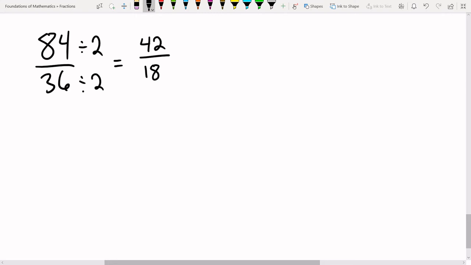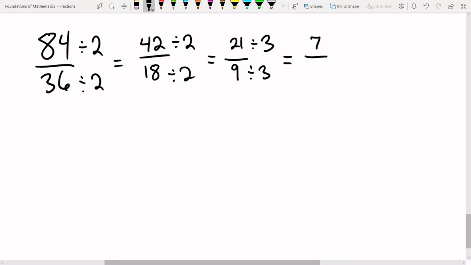Well, this number can actually be reduced further. We can divide it by 2 again. 42 divided by 2 is 21. And 18 divided by 2 is 9. Now, is there a number that can go into both 21 and 9? And there is. 3 can. 21 divided by 3 is 7. And 9 divided by 3 is 3.